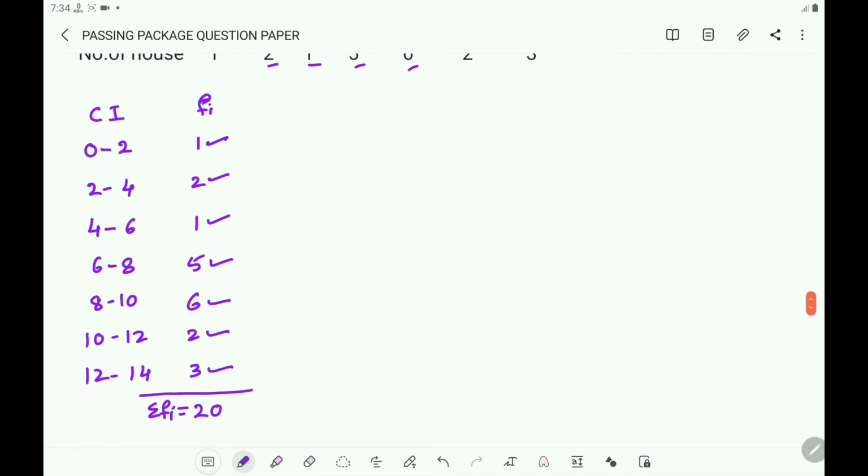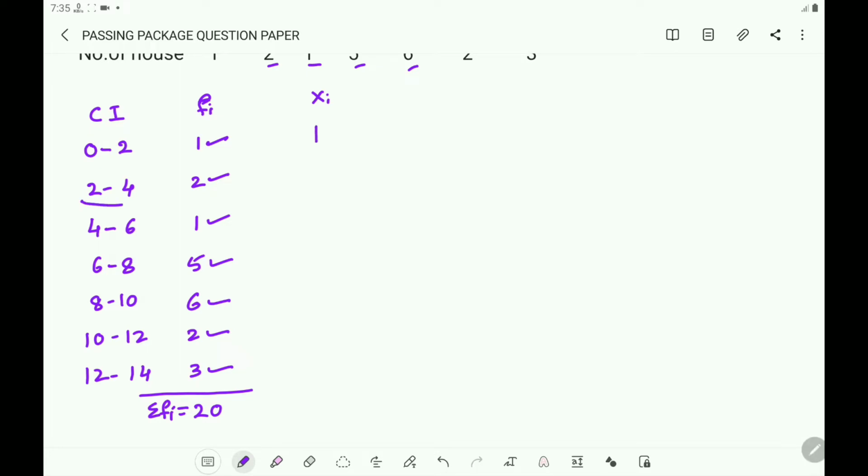Next one is X, class marks. Class mark is nothing but X, so you can write Xi. Then how will you get the class mark? That is lower limit plus upper limit divided by 2, the average of the upper limit and lower limit. So 2 plus 0 divided by 2. You know that 2 plus 0 is 2, and 2 divided by 2 is 1. That you can write here.